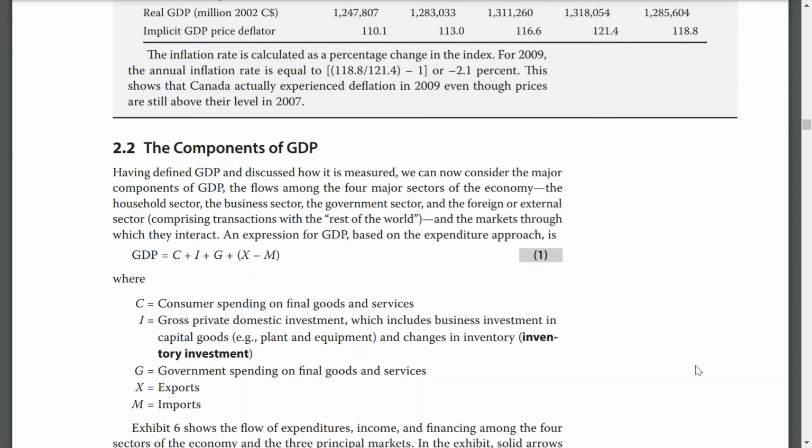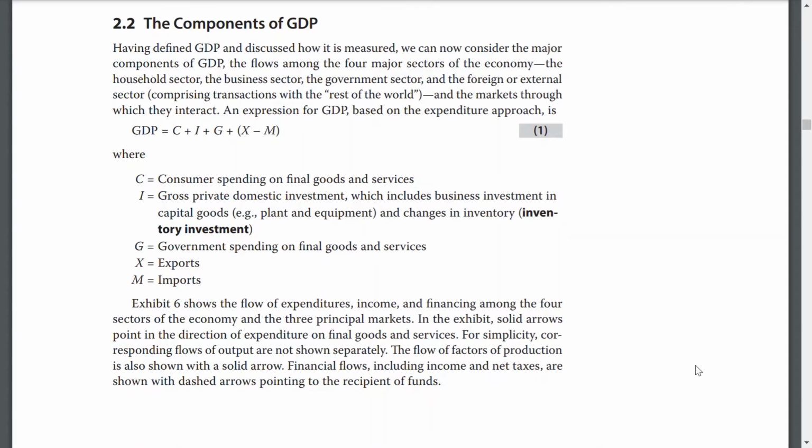C is consumer spending for final goods and services. I is gross private domestic investment. G is government spending. X is exports. M is imports. So these are all really simple. If you have gone to university and studied any introductory economics course, you would have known this already.